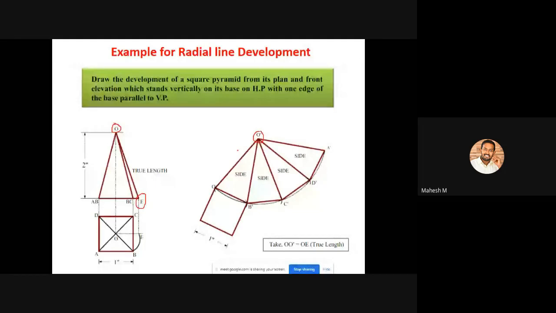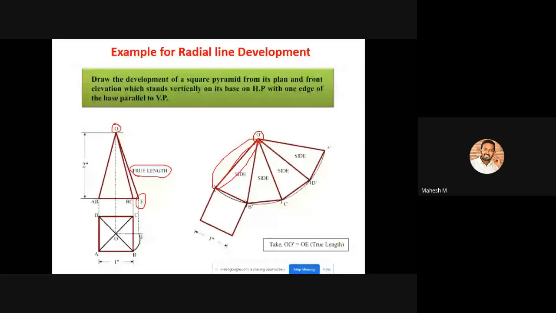sheet. Because the diagram can come on the left, on the right, on the top, or on the bottom. So please try to locate this apex point exactly at the center of your drawing sheet. After measuring that, please create a line with the length of this particular true length. So you can initially create this line.